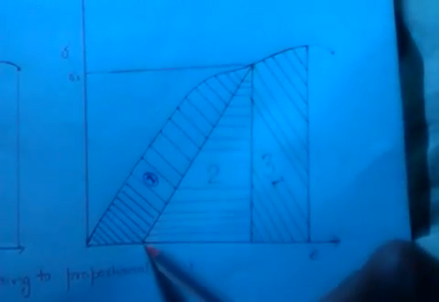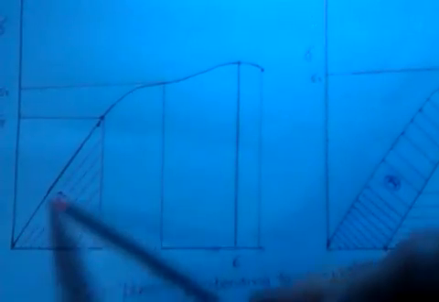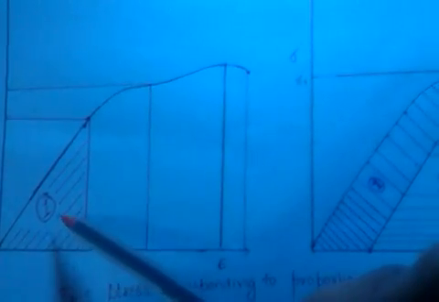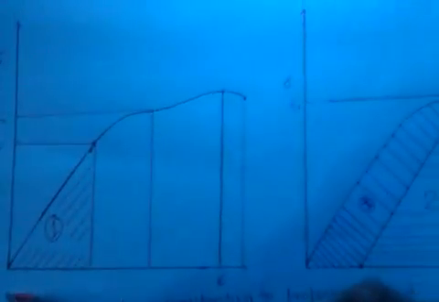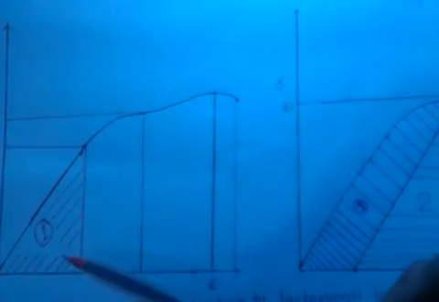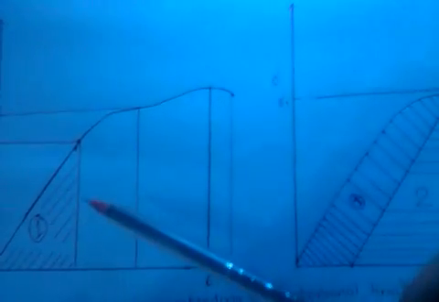Now, in this graph, this particular region corresponds to the strain energy, the energy stored due to the deformation. It's very obvious. If you take a sponge and squeeze it, you'll see that its shape has changed. The shape has changed just because you have applied some force.